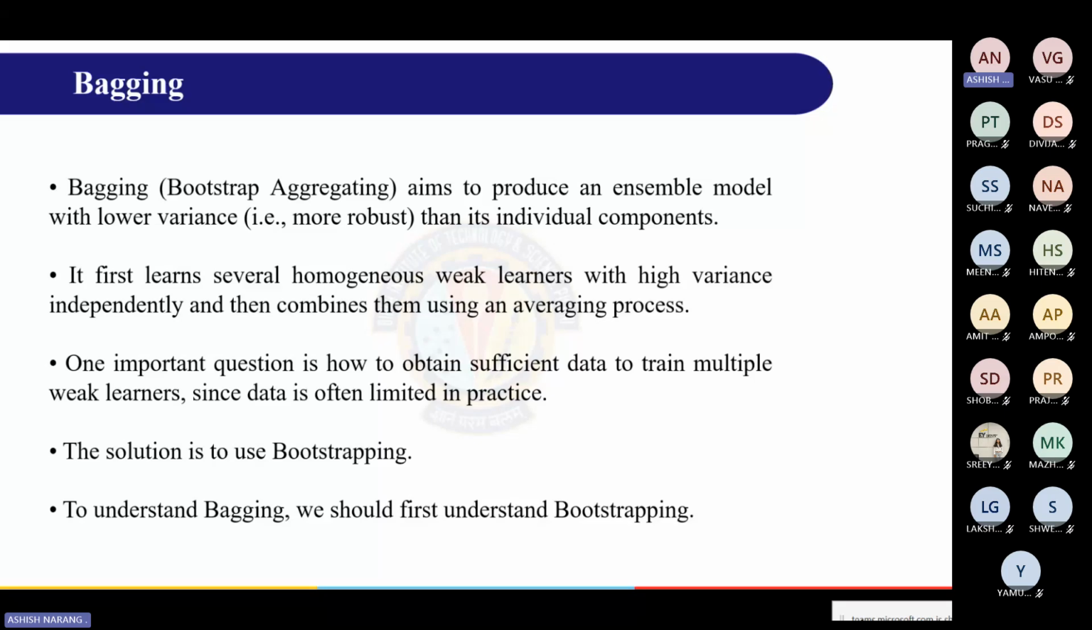Bagging, also known as bootstrap aggregating, aims to produce an ensemble model with lower variance than its individual components. Low variance means the test error is going to reduce. So what happens? It first learns several homogeneous weak learners with high variance independently, and then combines them using an averaging process.